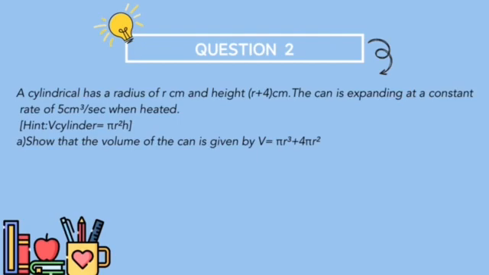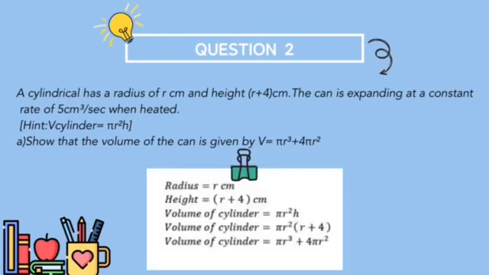To solve this question, we have the information that the radius is r cm and the height is r plus 4 cm. We just need to substitute the information into the formula for the volume of a cylinder, pi r squared h. After we substitute, we get pi r squared times the bracket r plus 4. We expand the bracket and get pi r cubed plus 4 pi r squared.